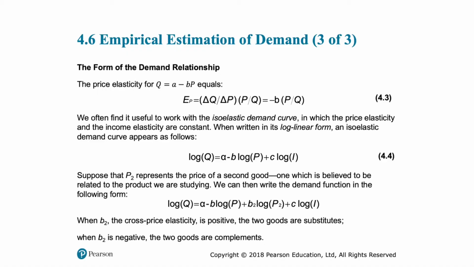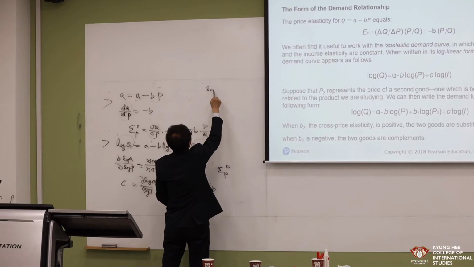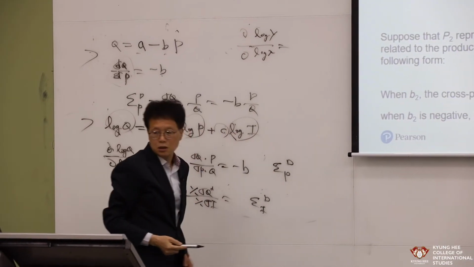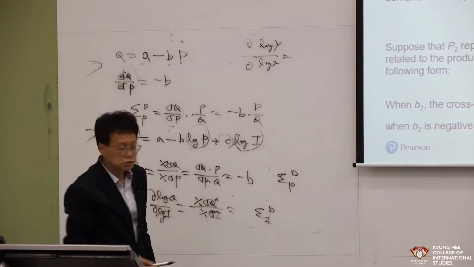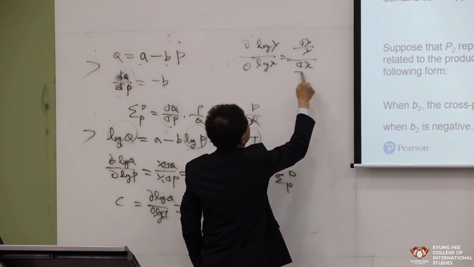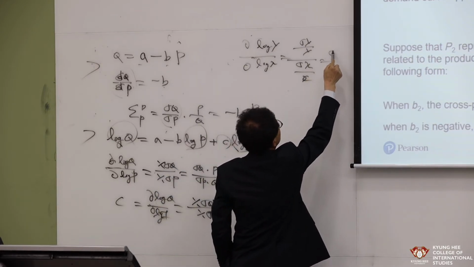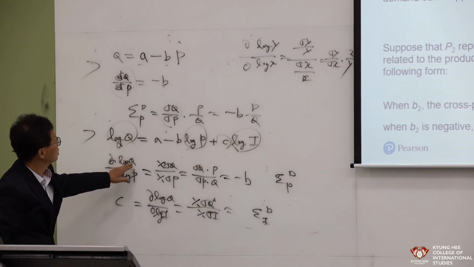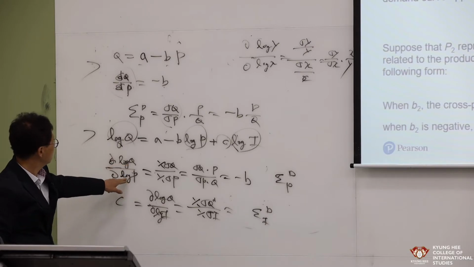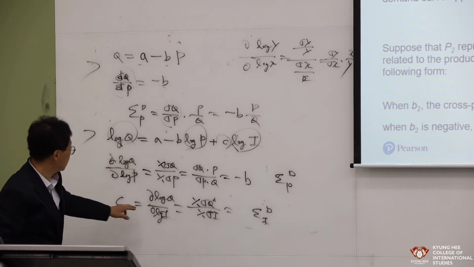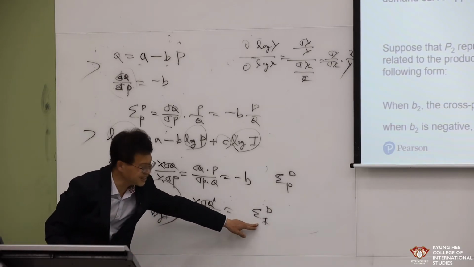Simply talking, in high school math, you start with log y and log x, right? This is equal to the change in y over y, change in x over x. Simply talking, change in y over change in x, times x over y, isn't it? So same thing. I use log q instead of log y, log price instead of log x. So this one is just price elasticity of demand, and this one is just income elasticity of demand.